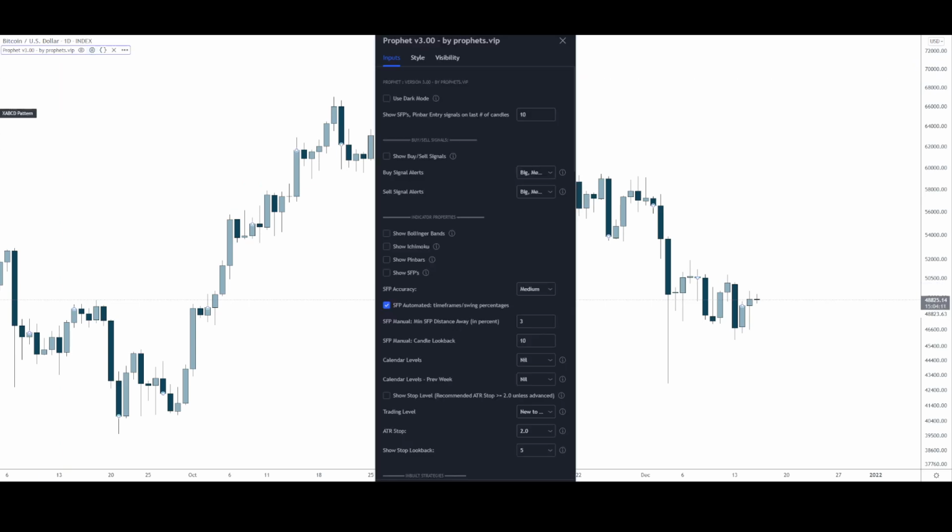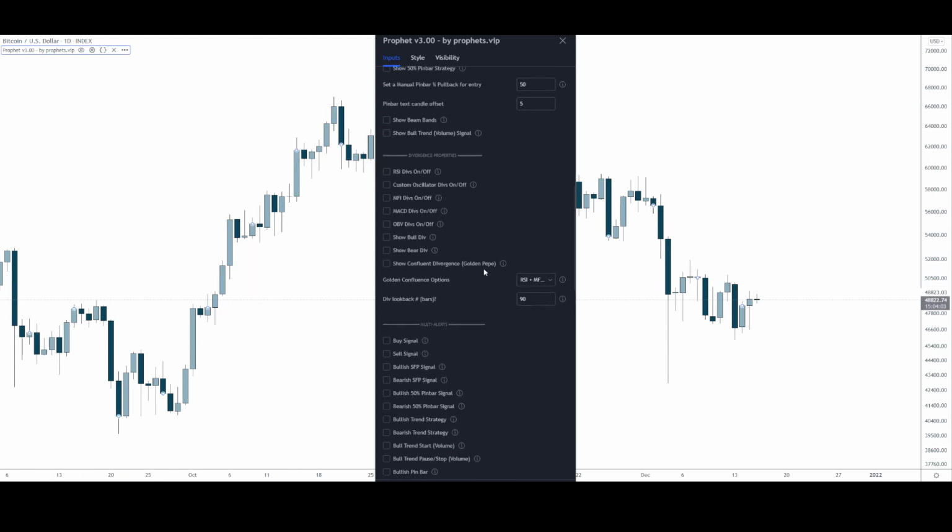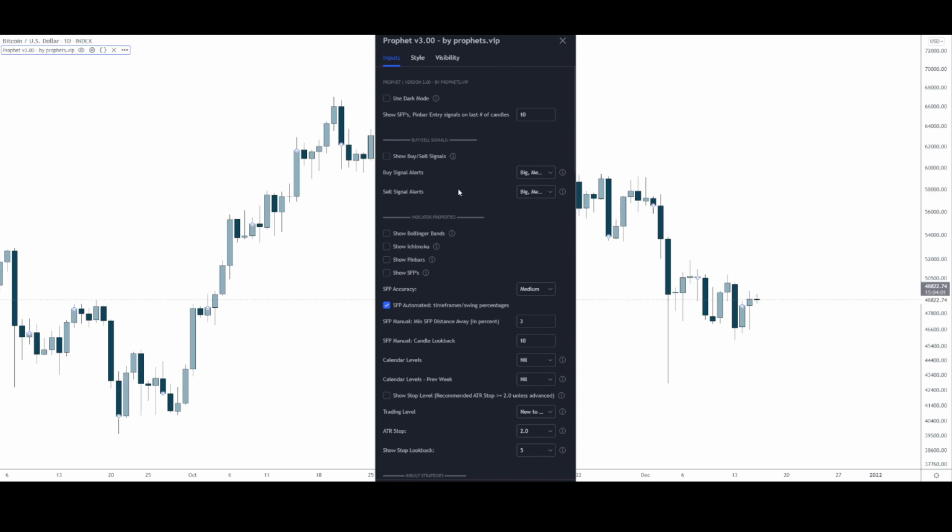Okay, so Prophet's been changed around a wee bit. Some of its features have gone to the new indicator called Messiah, and some of the old stuff's still here. And I think there's one or two new things added to this as well. So we'll get into this.